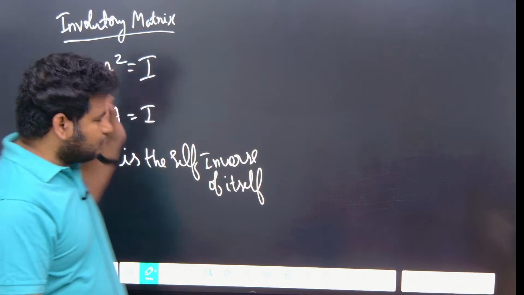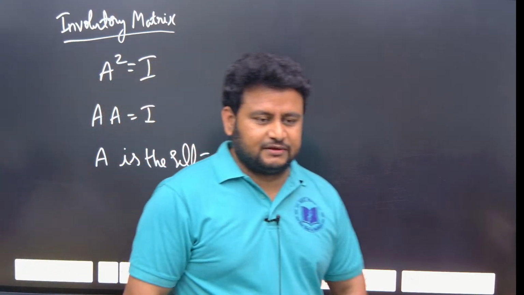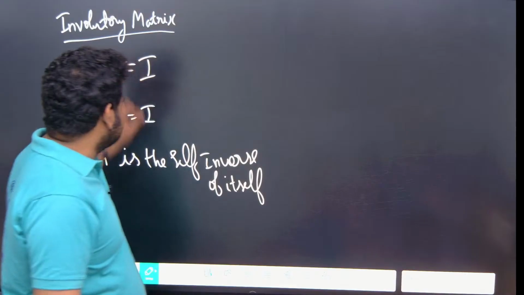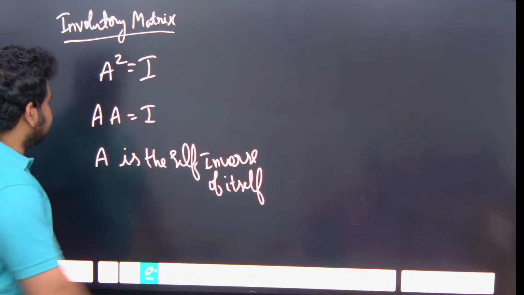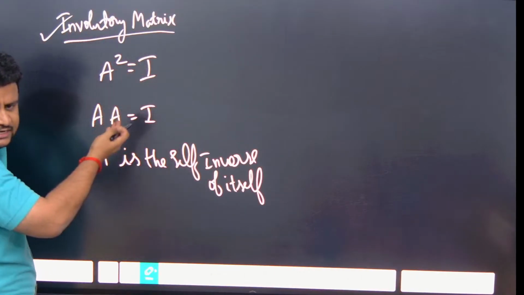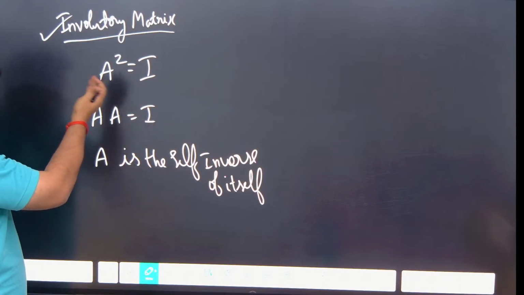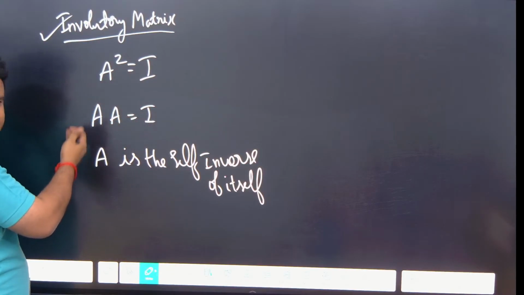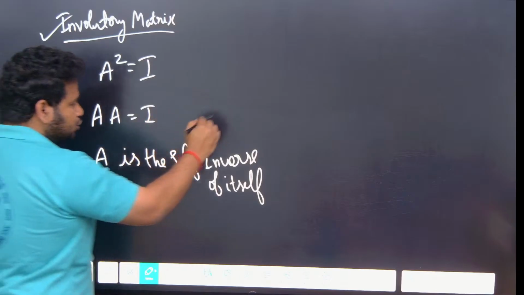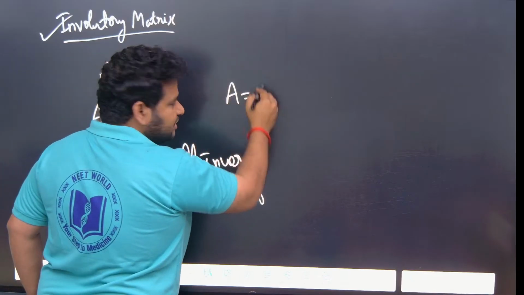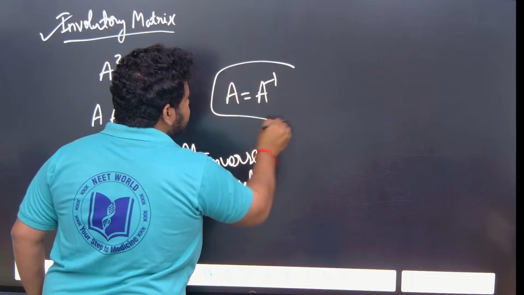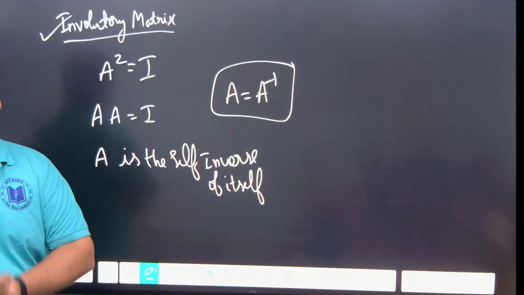So in any question, they can give A is an involutory matrix directly, or they can say A square is equal to I, or A into A is equal to I. That time directly you should know A is the self inverse of itself, meaning A is equal to A inverse. You should be able to write it, then solve the question whatever they have asked.